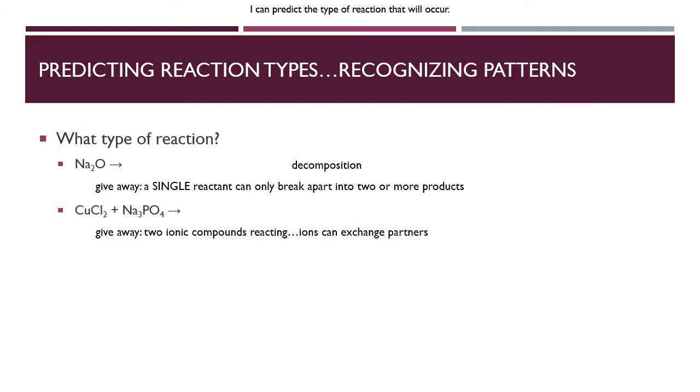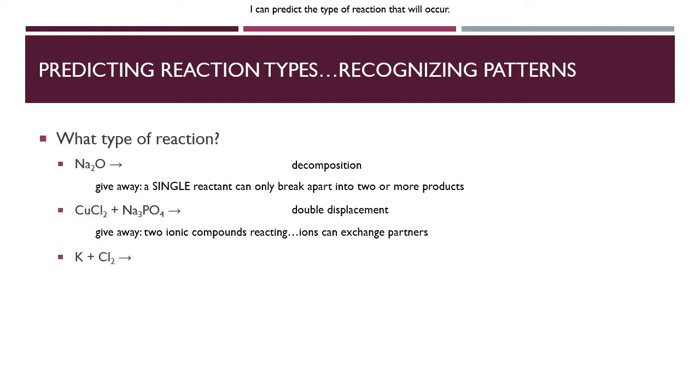Well, here's the giveaway. We have 2 ionic compounds reacting, and recall ionic compounds just means we have a cation and an anion, a positive and a negative ion. So we have a cation that's copper, an anion that's chlorine, a cation that's sodium, an anion that's the phosphate ion. That will allow the ions to exchange. Well, that's a double displacement reaction. The copper and the sodium would just switch partners, if you will, and the copper would go with the phosphate, the sodium would go with the chlorine, so that would be double displacement.